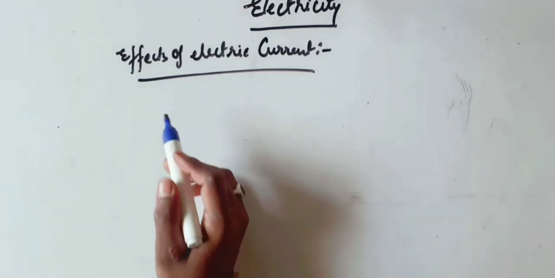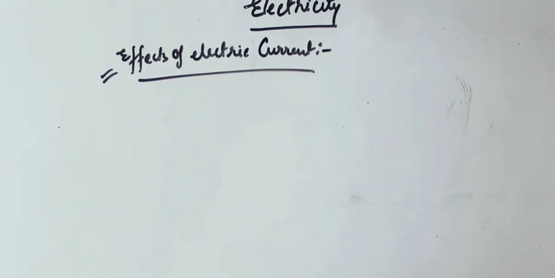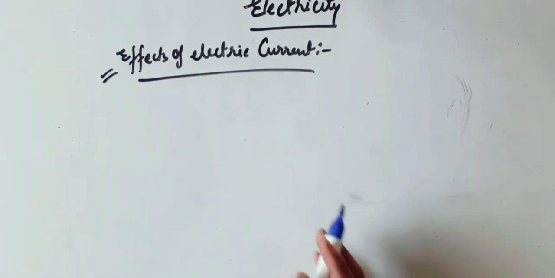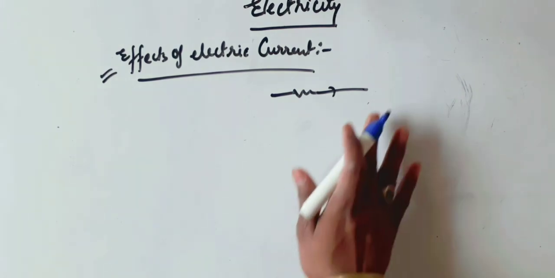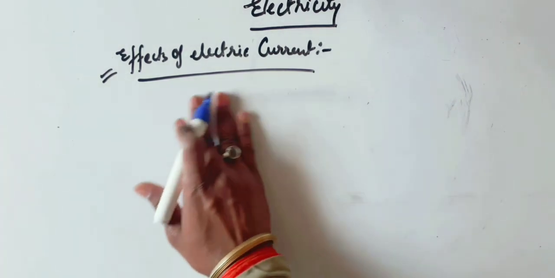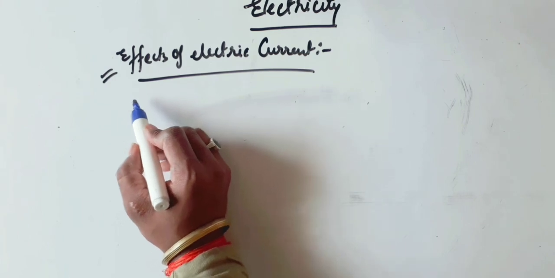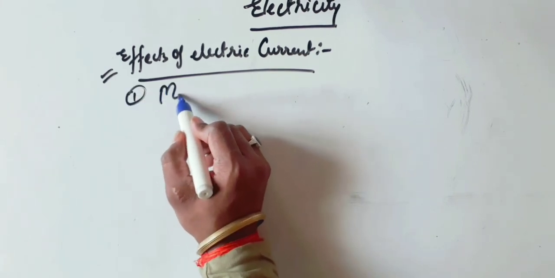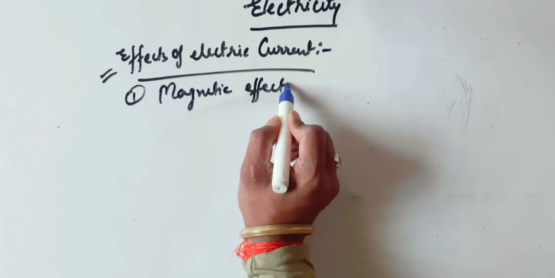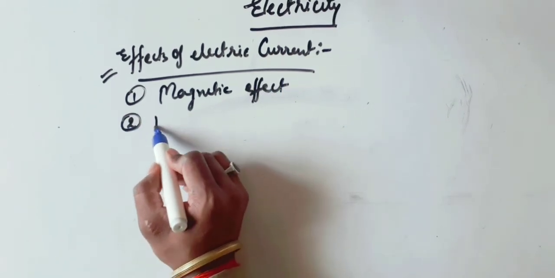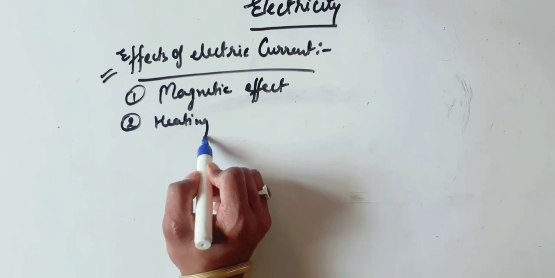Now we are going to discuss the effects of electric current. What is the effect of electric current when electric current is flowing through a circuit? Okay, there are some effects of electric current. In this video we will discuss the two effects of electric current. One is the magnetic effect of electric current. Another one is the heating effect of electric current.